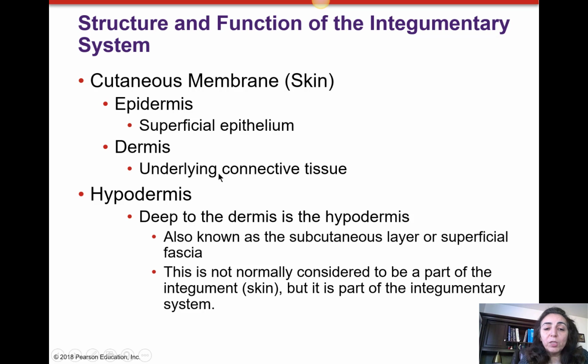Later we're going to talk about this dermis, that by itself, this connective tissue is composed of two types of connective tissue and makes two layers in the dermis. Then hypodermis, that is deep to the dermis, also known as the subcutaneous layer, because it's under the cutaneous layer, or the superficial fascia, as we already talked about when we were talking about connective tissue and the different types of fascia. So you see that the hypodermis has three names: hypodermis, subcutaneous layer, and superficial fascia.